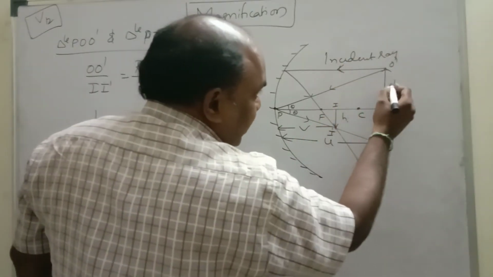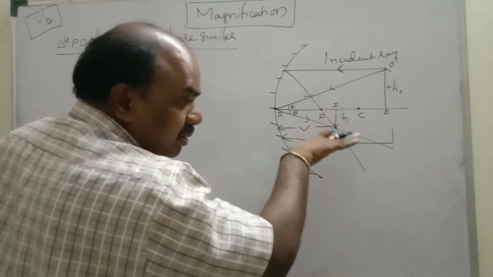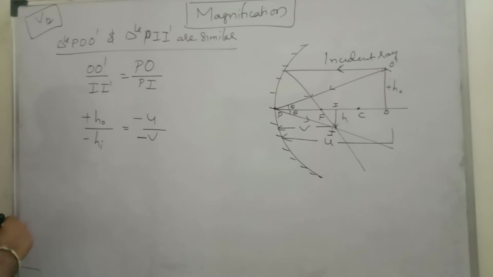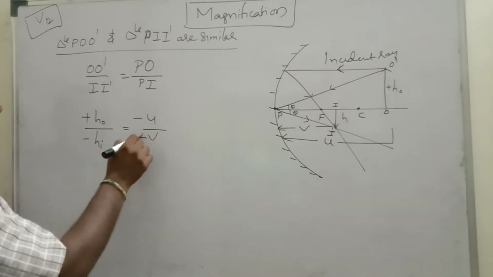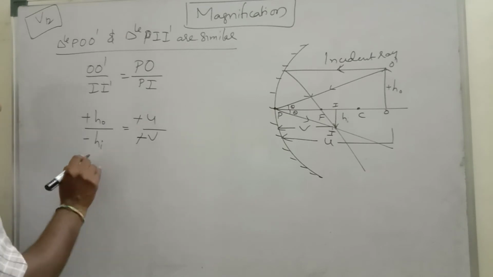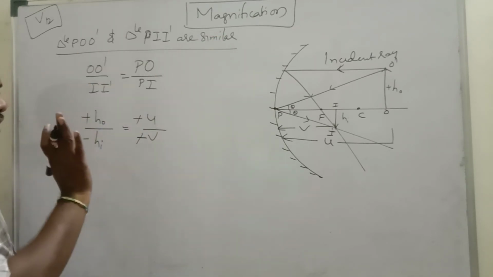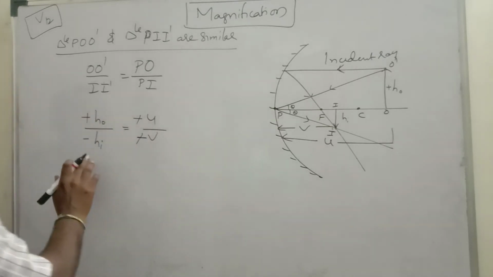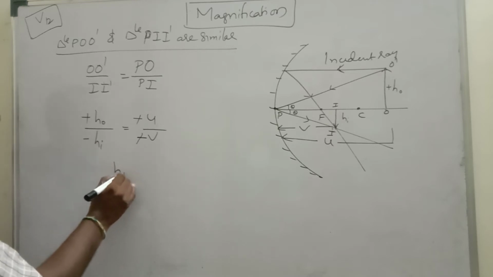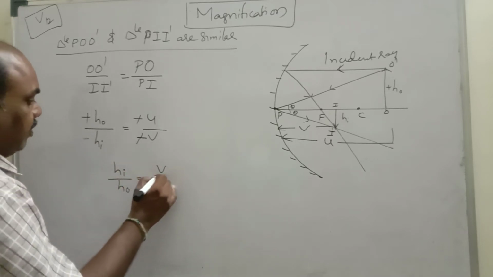Object is above the principal axis, so height of the object is positive. Now height of the image is below the principal axis. If any object is below the principal axis, take a negative sign. Now minus minus cancel. But here remember, children, as I said, image height must be more than the object height, then only we call it magnification. So always in the numerator, height of the image must be present. Height of the image by height of the object is equal to V by U.